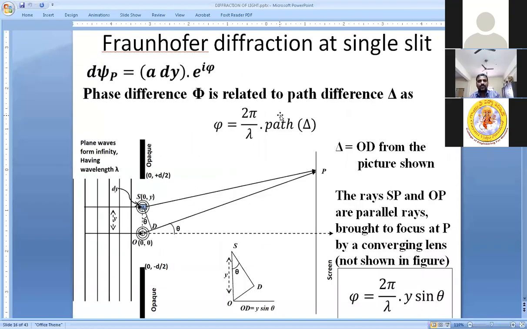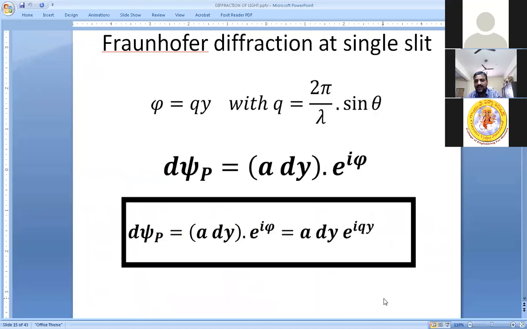Then you can go back to the previous slide to see the path difference created. You can see here phi is equal to 2 pi by lambda y sine theta. Apart from this y, the remaining term I am calling Q. That's why my phi is equivalent to Qy, that is 2 pi by lambda y sine theta. Now with this, my d psi p becomes dy e power i phi, with phi written as Qy, right? I tried to calculate the d psi p in yesterday's class.